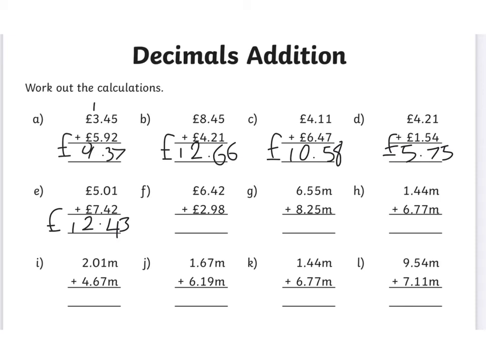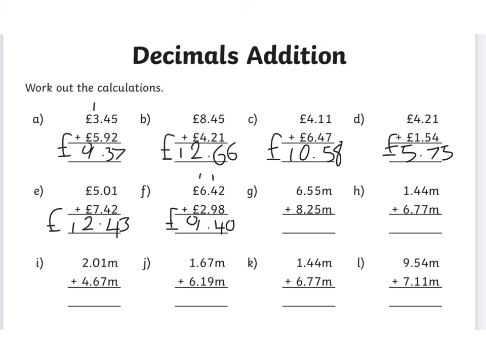Okay, so 2 plus 8 is 10, so put down your 0, carry your 1. 1 plus 4 is 5, add your 9 is 14. Put down your 4, carry your 1. 1 plus 6 is 7, plus 2 is 9, so £9.40.